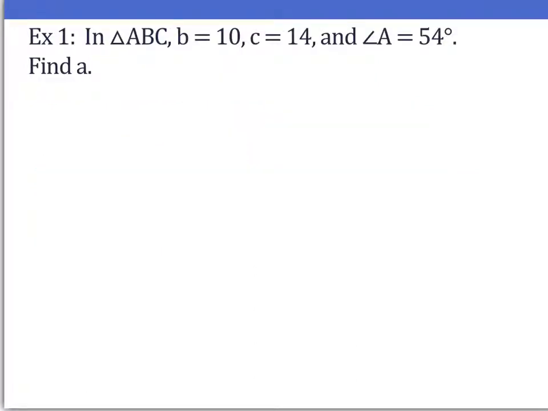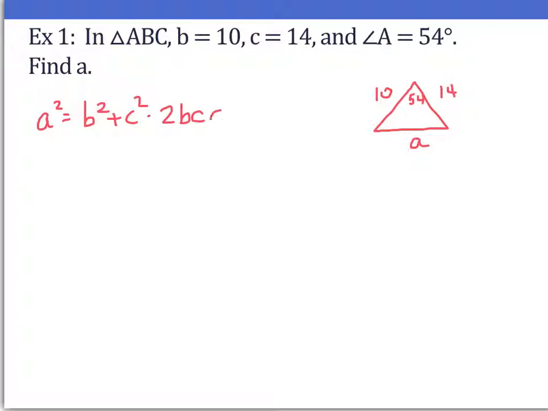So let's use this formula for problem solving. So I've got side B, side C, and angle A. You can draw the triangle if you wish and label it. Some people like to do that. Now, this is going to be side A down there, which means 54 is the opposite angle. And we're simply going to plug it into our formula. So a squared equals b squared plus c squared minus 2bc cosine A. And we'll just fill it in.